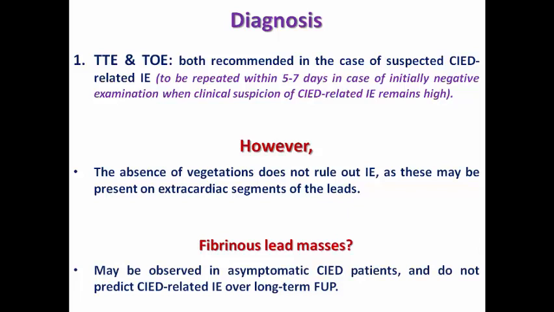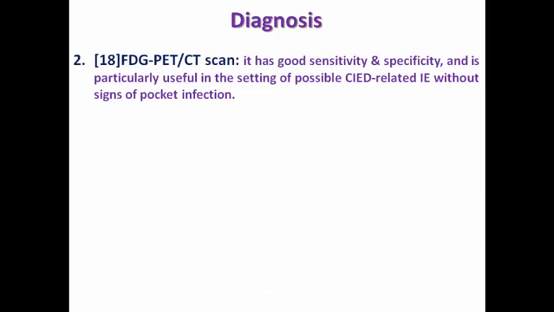And sometimes in asymptomatic patients, you can perform a routine echo and visualize some fibrinous lead masses. They do not predict infection and are not related to infective endocarditis. So please do not diagnose infective endocarditis on the device just by visualizing these fibrinous masses. If the echo is inconclusive, you can resort to PET-CT because it has better sensitivity and specificity, and so it is useful to confirm or exclude the diagnosis of cardiac device infection without signs of pocket infection.